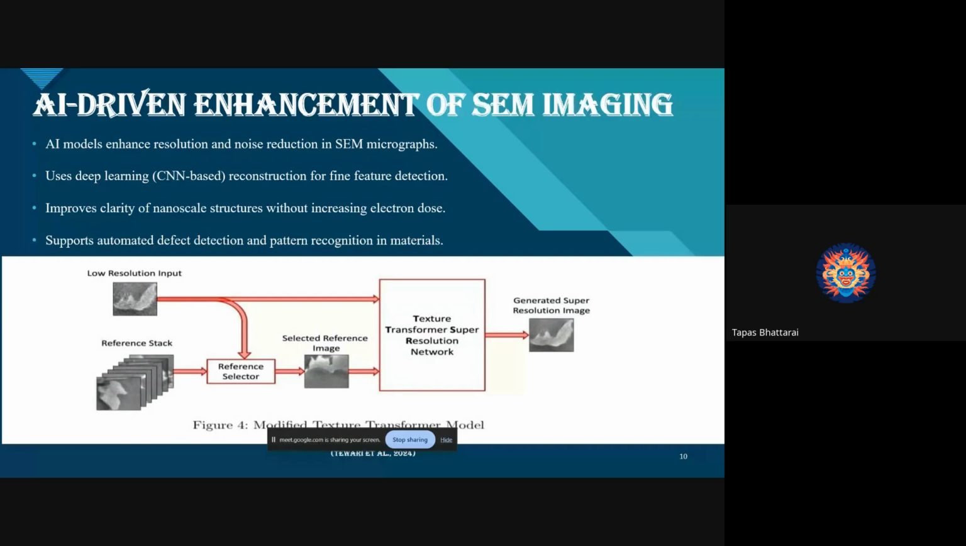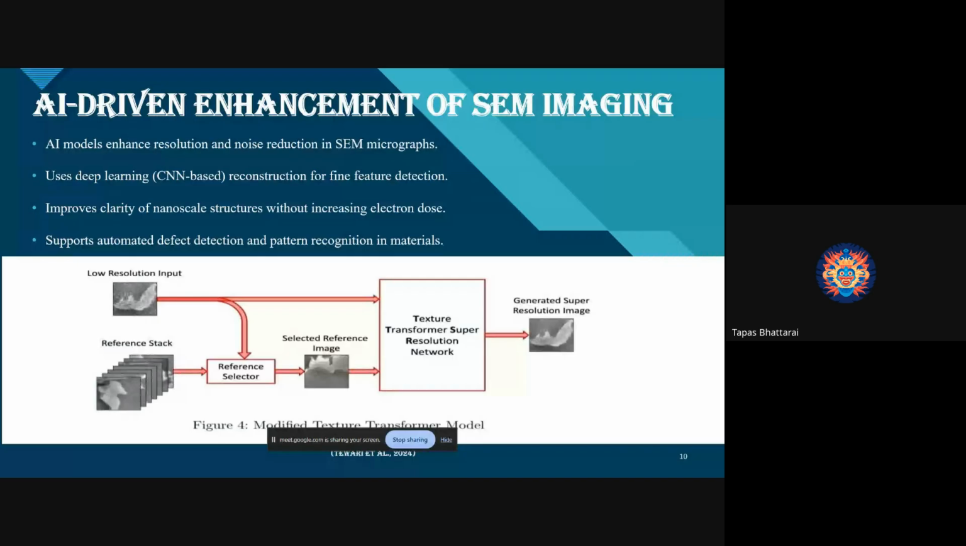These algorithms are being used to reconstruct fine features or to understand the details of various samples. The use of AI improves clarity of nanoscale structures without increasing electron dose, and it also enables automatic detection, pattern recognition, and quantitative feature analysis in materials.